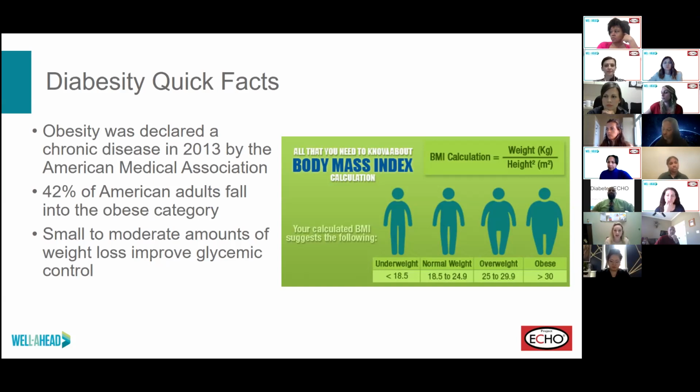And we have now gotten to the point where 42% of our adult population in the US falls into the obese category. So that means a BMI of 30 or greater. And about 10% have diabetes. We know that even small changes in weight can affect the blood sugars as well.